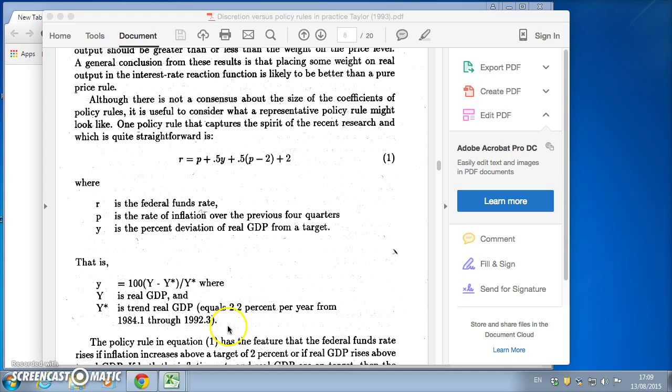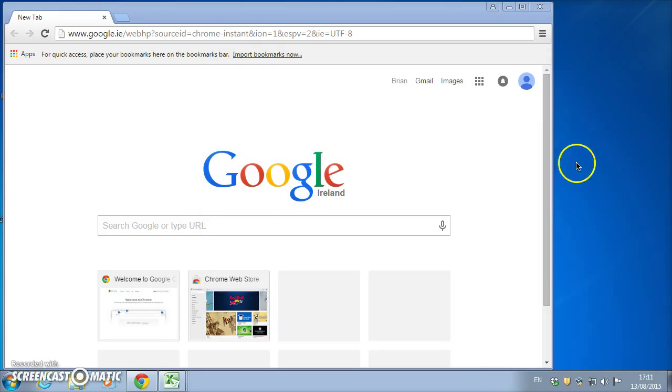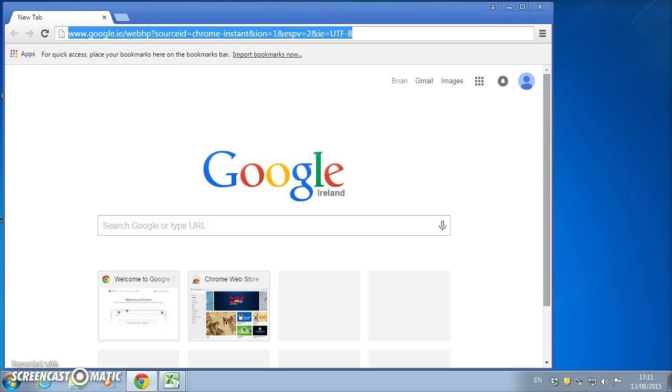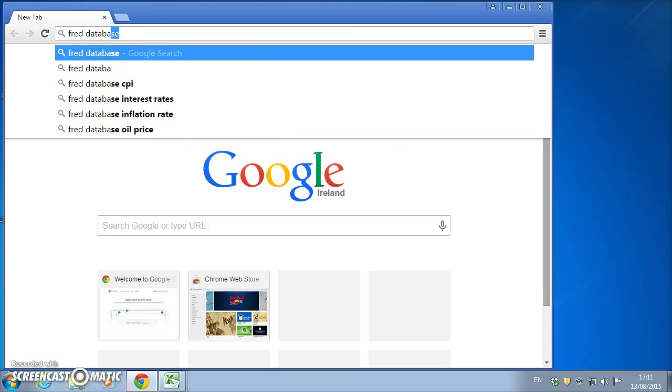Different implementations of this are possible. One implementation will focus on growth rates, and to obtain data for the growth gap or the output gap, I will look at the FRED economic database provided by the Federal Reserve of St. Louis. So let's remove this for a second, and let's have a look at data obtained from the Federal Reserve of St. Louis, the FRED database.